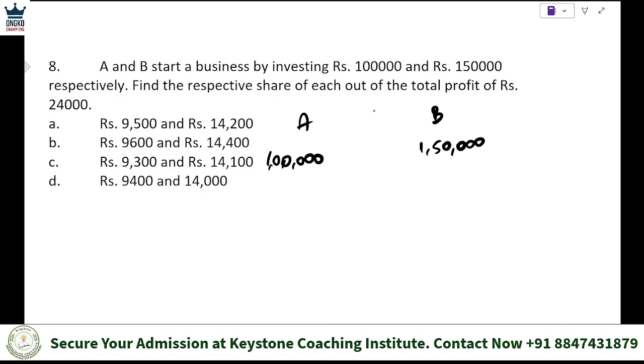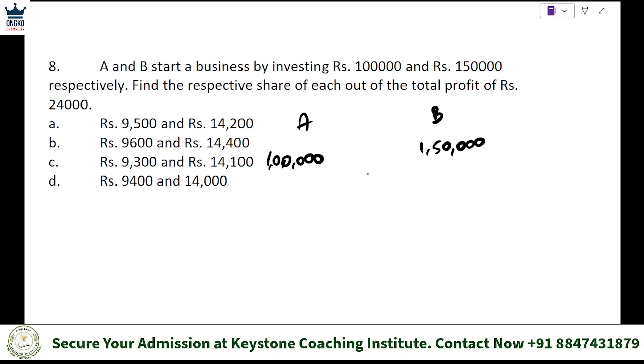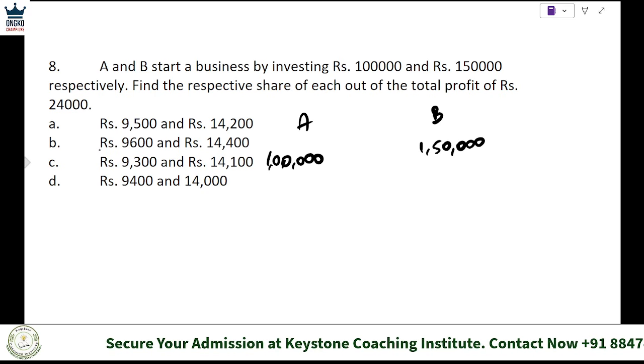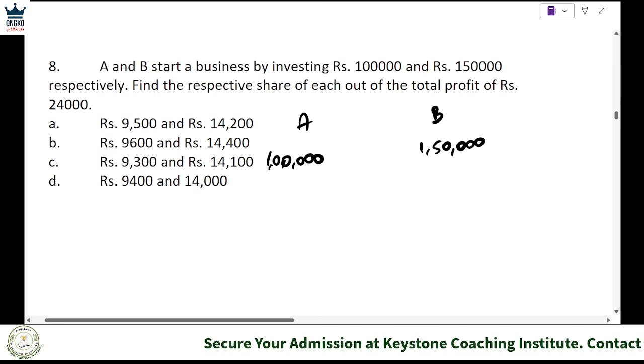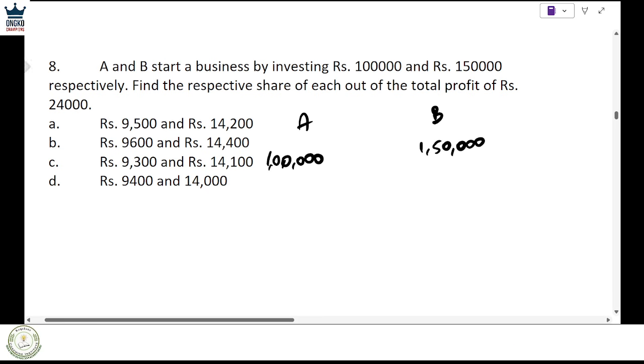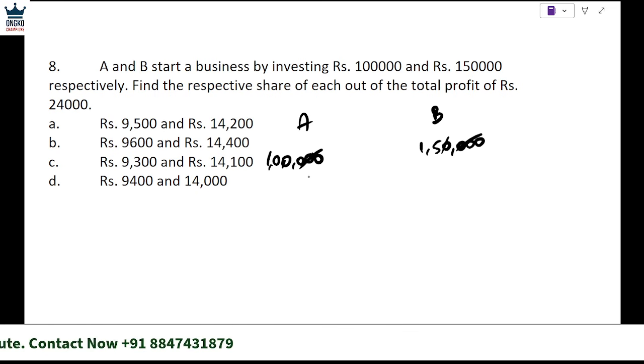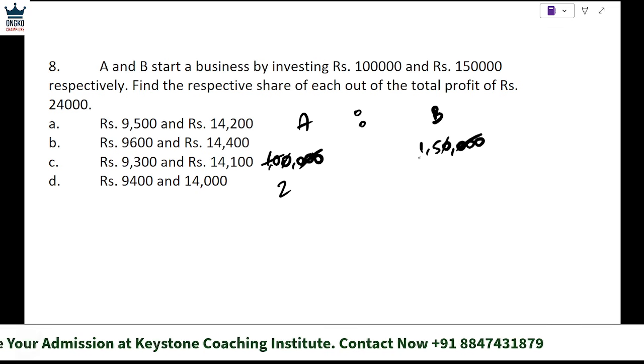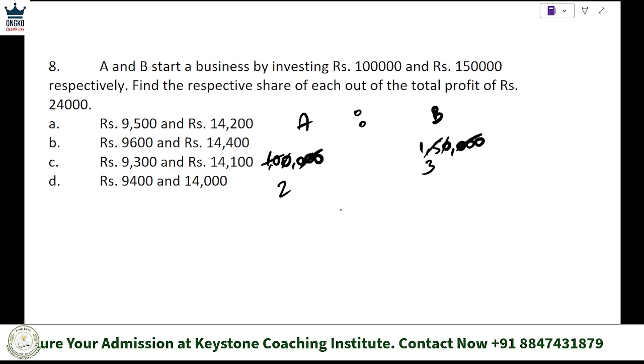A invested 1 lakh, and B invested 1 lakh 50,000. The profit is 24,000. So let's just take it 50-50 in a way. Right, here 1 2 3, 1 2 3 cancel, 0 0 cancel. 5 2 times. We need to find the ratio, right? And 5 3 times. So are we getting 2:3?